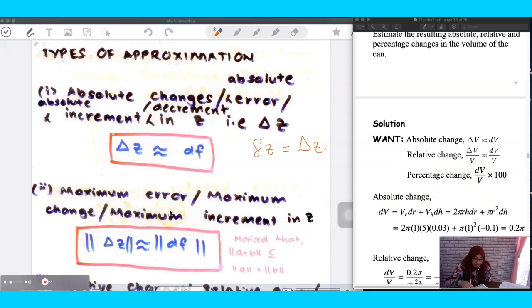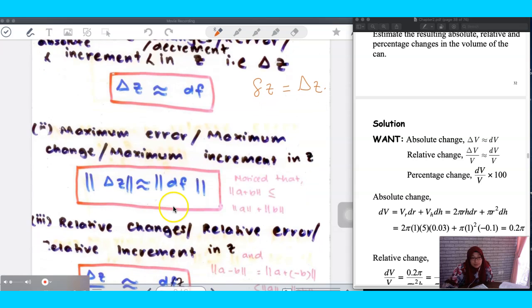Now we have another type of approximation, maximum. Sometimes they will ask you to find the maximum error, or the maximum change, or the maximum increment in z or f. So when there is the word maximum, you have to put the absolute sign, which means that you are interested in the positive value only. Okay, so this maximum of the true change can be approximated by the maximum change using the total differential. So you have to put the absolute. We are only interested in the positive value.